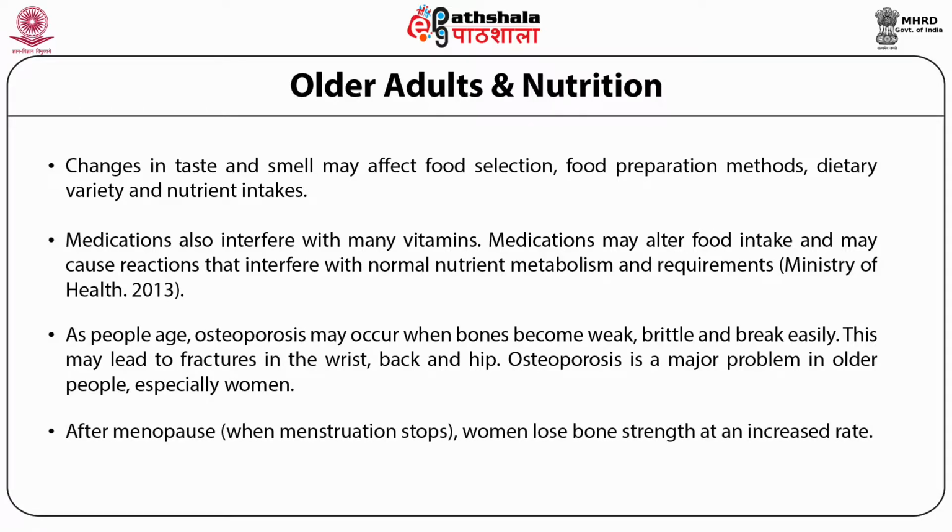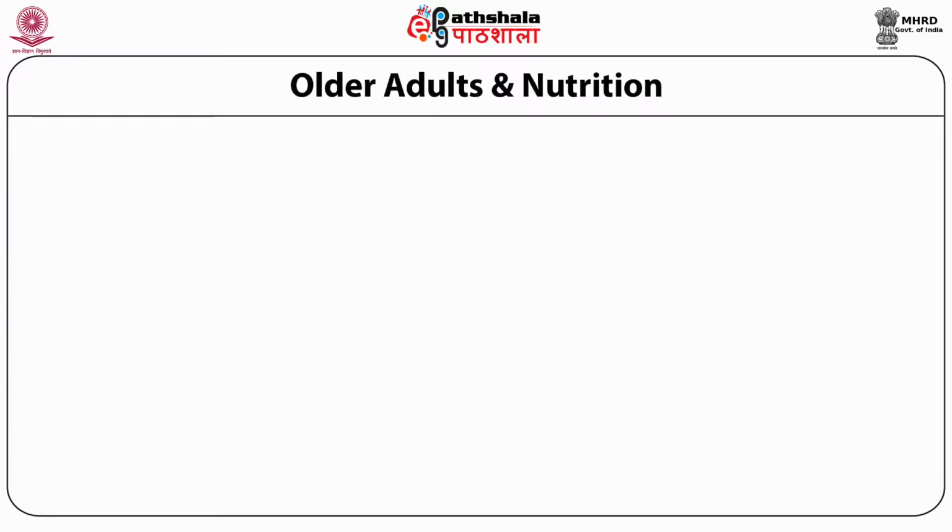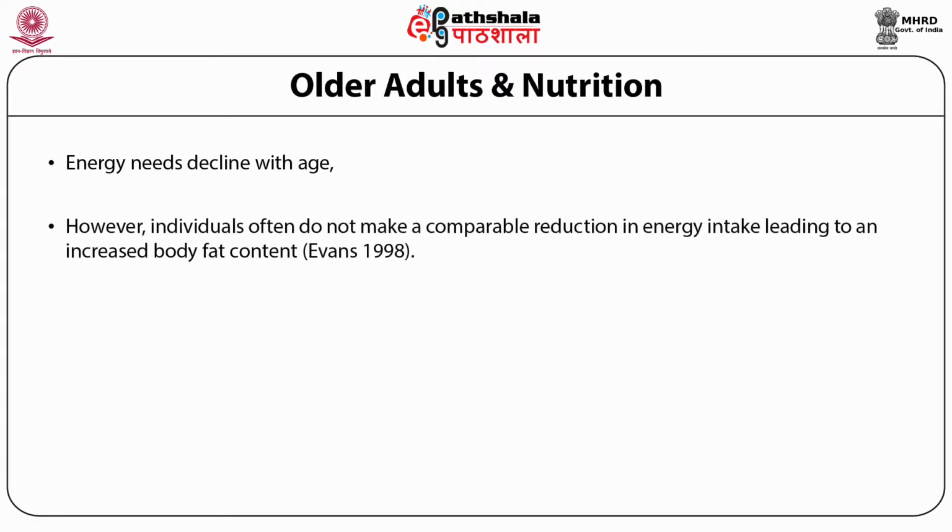After menopause, that is the cessation of the menstruation cycle, when menstruation stops, women lose their bone strength at an increased rate. So adults should aim for a healthy body weight for their height and try to keep it at that level to have adequate nutrients. The nutritional or energy needs change with age. The energy requirement declines with age. However, individuals often do not make comparable changes in their energy intake, leading to increased body fat content.